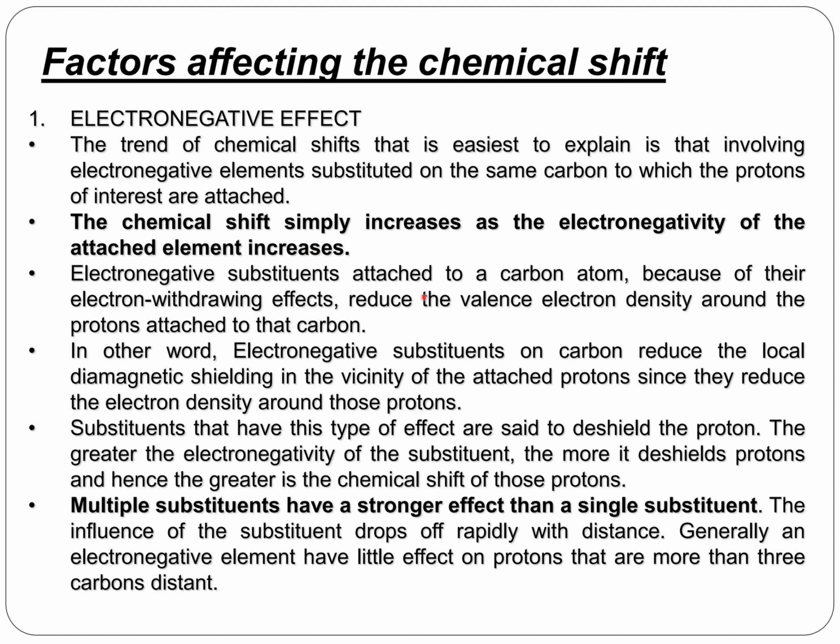The electronegative substituents attached to the carbon atom, because of their electron withdrawing effect, reduce the valence electron density around the proton attached to the carbon. I've already told this. In other words, electronegative substituents on carbon reduce the local diamagnetic shielding in the vicinity of the attached protons, since they reduce the electron density around those protons. Substituents that have this type of effect are said to deshield the proton. The greater the electronegativity of the substituent, the more it deshields the proton, and hence the greater is the chemical shift of the proton. Multiple substituents have a stronger effect than a single substituent.